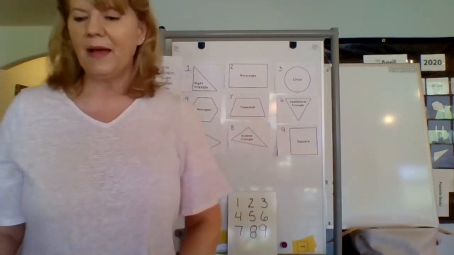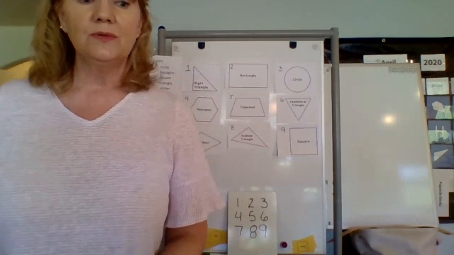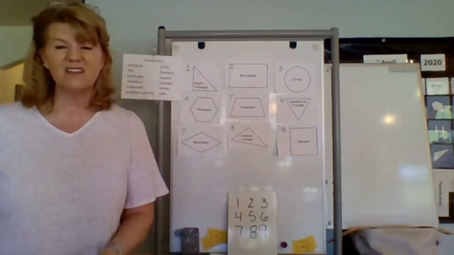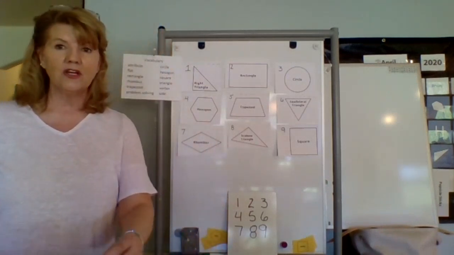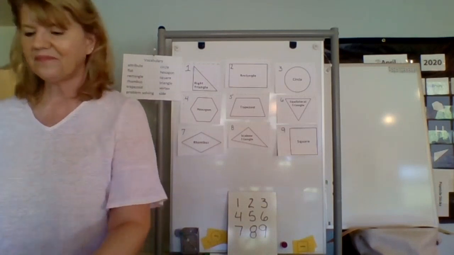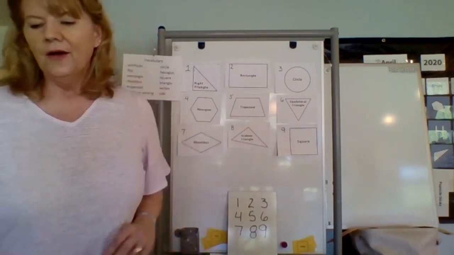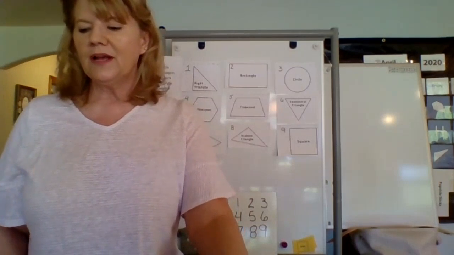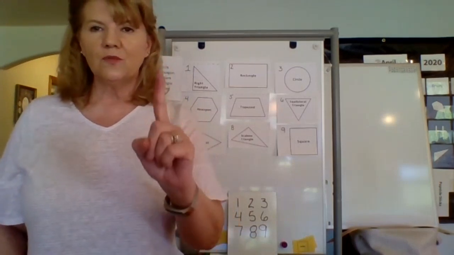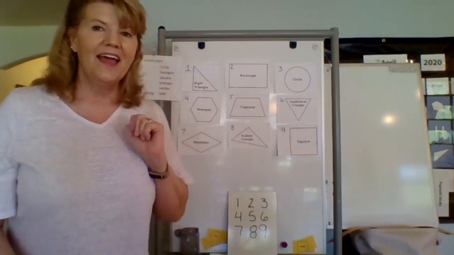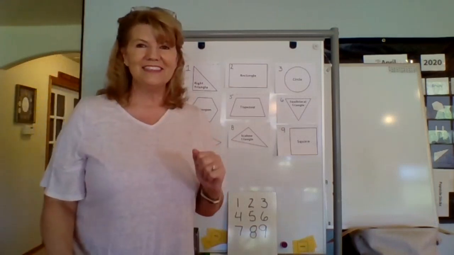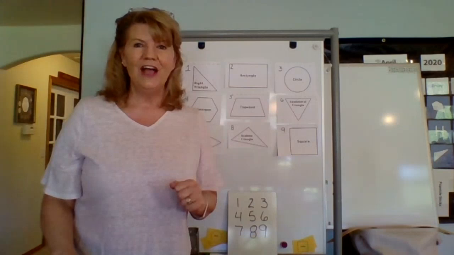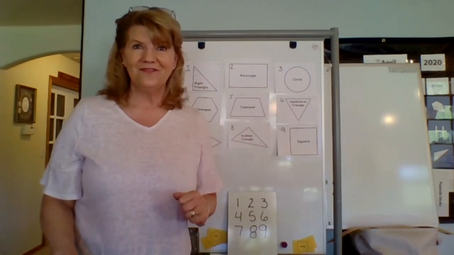Okay, to play this game, I'm going to give you some clues. I'm going to read a little riddle with one clue at a time. You will eliminate shapes by crossing out the number on your board until there's one shape left. And then we'll know that that is the answer to our riddle. Are you ready to get started?